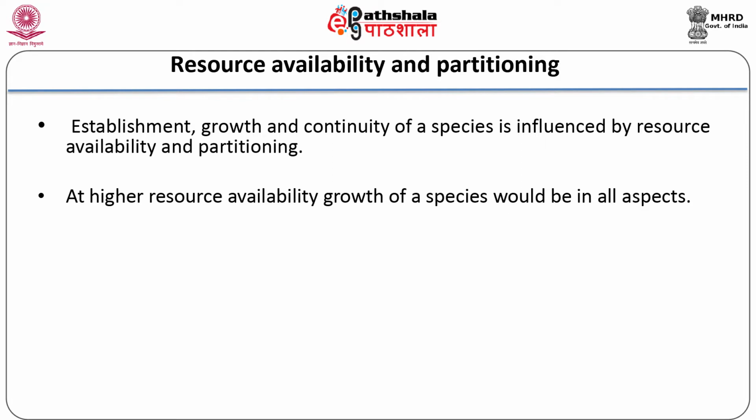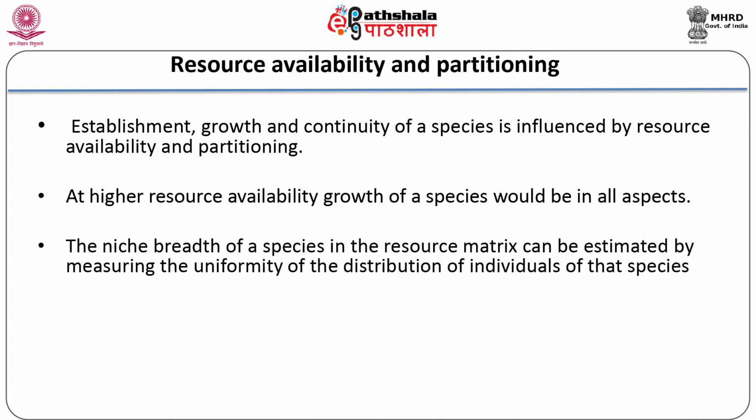At higher resource availability, growth of a species would be in all aspects, that is, more leaves, robust shoot and root system. Organisms have to compromise in their growth potential as resource availability, such as light and nutrients, is not uniform. This makes them go for partitioning of biomass and variations in phenological cycle. The niche width of a species in the resource matrix can be estimated by measuring the uniformity of the distribution of individuals of that species among the resource states of the matrix.